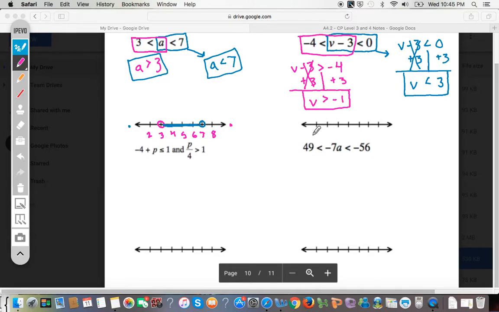So if I do negative 1, 0, 1, 2, 3, 4, 5. v is greater than negative 1, so it's an open circle, and I know it's going to be heading in this direction, so I'll put a little dot. And v is less than 3, so again, another open circle right here, and I'll put a little dot right here. So which numbers satisfy both of these inequalities? 0, 1, and 2. So this would be my solution right here.